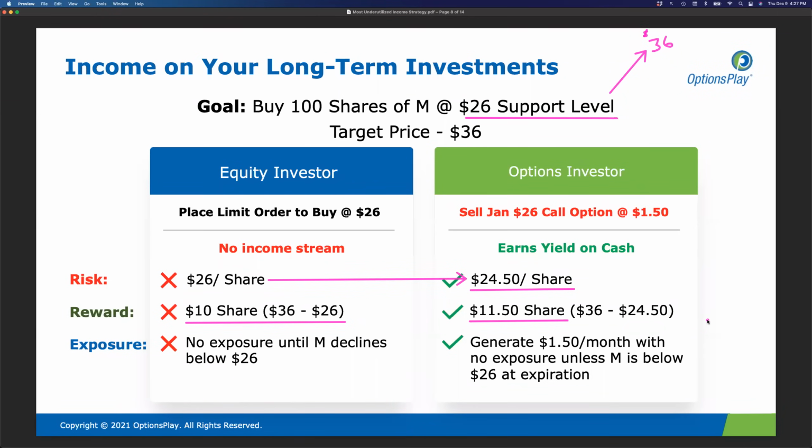Now, there is a major difference here between the two. It's not fair to compare these apples to apples because in a limit order, there's a couple of things. One, with a limit order, you can do it for any number of shares. You can place a limit order for 1 share, 1,000 shares. There's no limitations on that. And you have no exposure to the stock until the stock declines below your strike price. But as soon as the stock declines below the strike price, you now have exposure to Macy's.